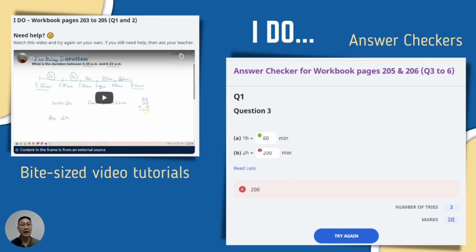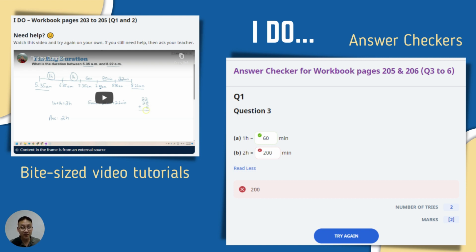After the I know part is where they will start to practice. Usually they will do their workbook or any additional worksheets I give them. I can also put bite-sized tutorials for them. But the main thing in this segment is that after they do, they use answer checkers in SLS to check their answers. The good thing is SLS allows them to try again without giving them the answer. So they know whether they are right or wrong, and they can keep trying until they get the correct answer.